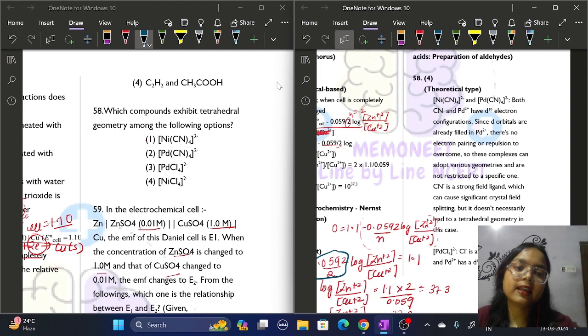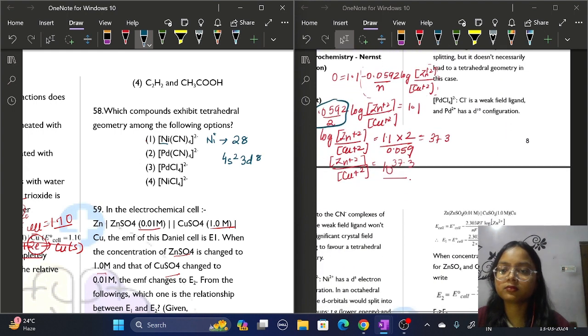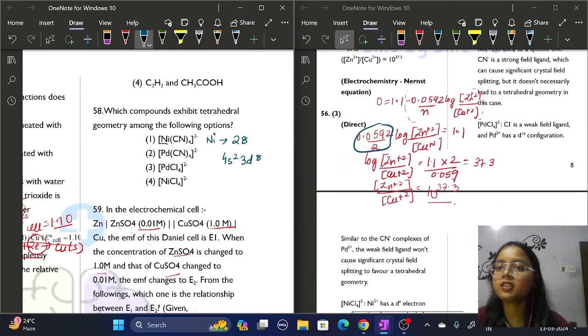First one is Ni(CN)4 2 minus. Okay, so Ni is nickel. What is its atomic number? 28. Okay, and if we calculate its hybridization, then it is 4s2 3d8. Okay, so let us draw. I need some space. Okay, let's rub it.